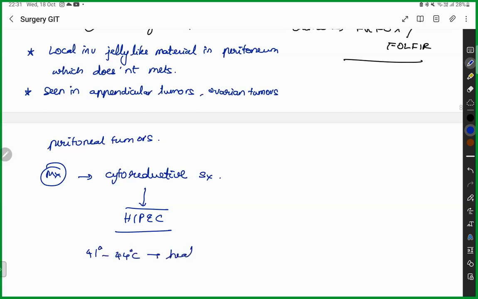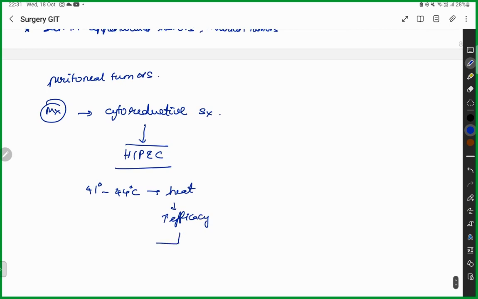Heating it, what happens? It increases the efficacy. And then finally, you're going to give the drugs like paclitaxel and mitomycin. Okay, with this we are completing the very important topic, that is your appendix.